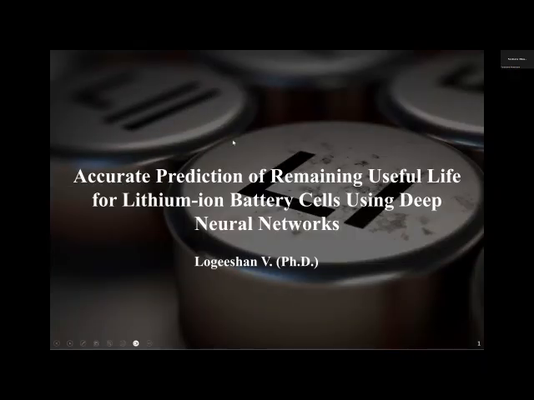This is a project on accurate prediction of remaining useful lifetime for lithium-ion battery cells using deep neural networks. This is one of the projects that we have done in our university. And the good thing is that now one of the Nissan service centers has requested this model to be implemented in their system. So that's a success. We do it as research, and the industry comes and is amazed by the results this model is predicting, and they want it installed in their machines.